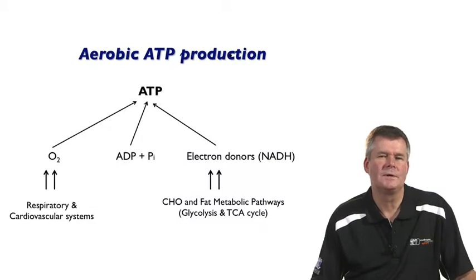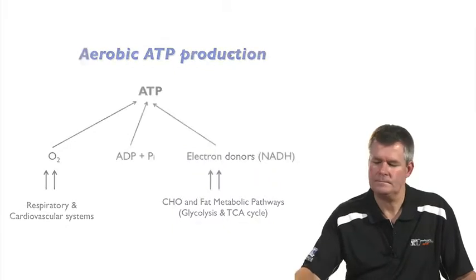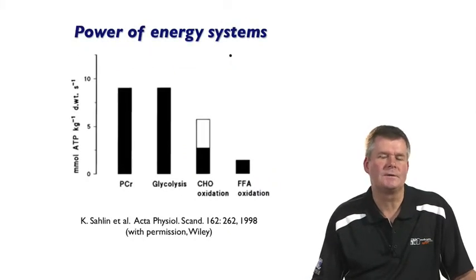And these electron donors ultimately transfer their electrons to oxygen in the electron transport chain, setting up a proton gradient which then fuels or powers the resynthesis of ATP in the mitochondria. An important concept in exercise physiology is the relative power and capacity of these energy systems. As you can see, ATP is generated very rapidly from the breakdown of phosphocreatine and through glycolysis. The rate of ATP production is lower when you oxidize carbohydrate, and lower again when you oxidize fat.